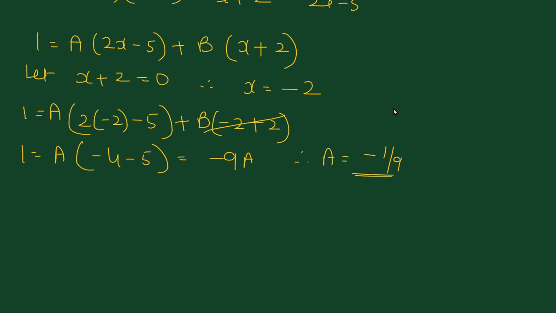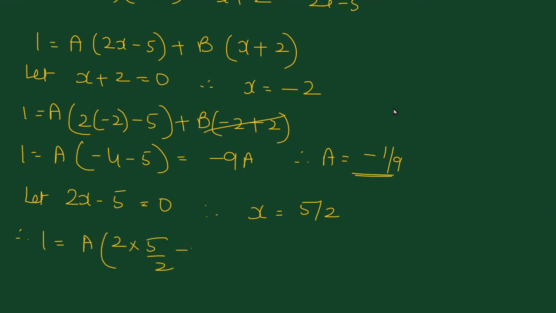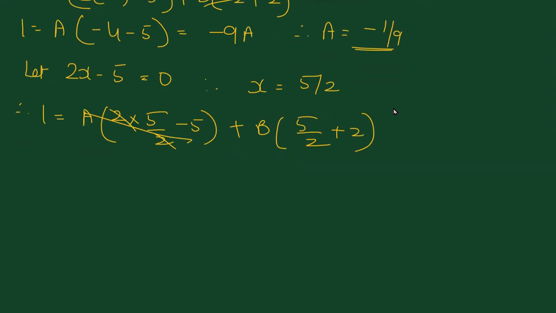Now let us take the other term also as 0 in the same way. Let 2x minus 5 be equal to 0. Therefore x becomes 5 upon 2. And therefore 1 is equal to a into 2 into 5 upon 2 minus 5 plus b into 5 upon 2 plus 2. In this case 2 gets cancelled in the bracket, so the a term becomes 0. And what about the b term? The b term we solve further.